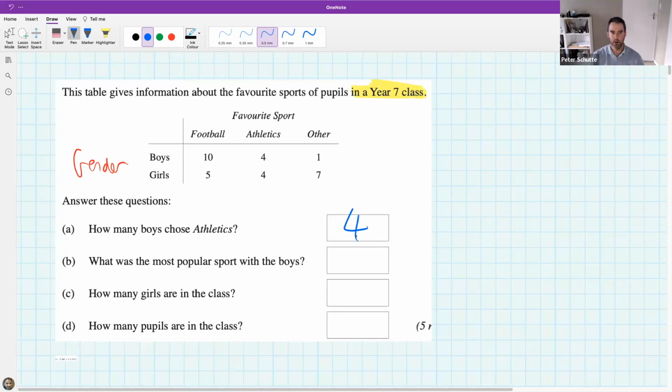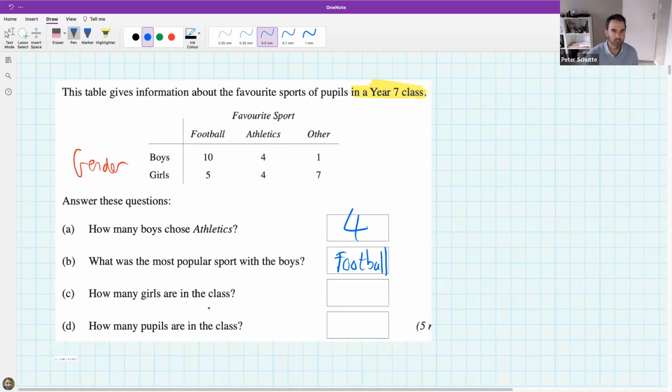Okay, what was the most popular sport with boys? So again, we look for the row with boys. We see that 10 is by far the biggest number. And so that must be football. So what we're learning here is how to read information from a two-way table or a contingency table.